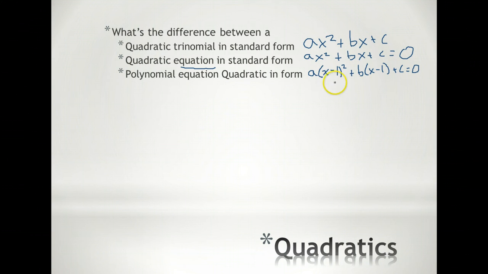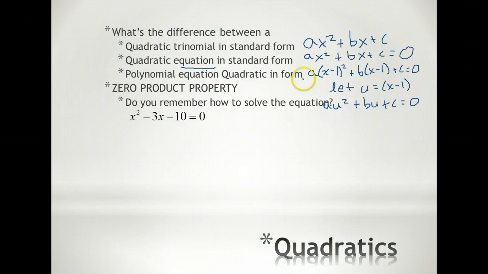So this is a quadratic in form and can be solved by simply replacing the x minus 1 with u, because when we do that, it becomes au squared plus bu plus c equals 0. So we can solve this just like it's a quadratic. So that's a polynomial equation, quadratic in form. You will be solving all of those types of problems in this section in ALEKS.